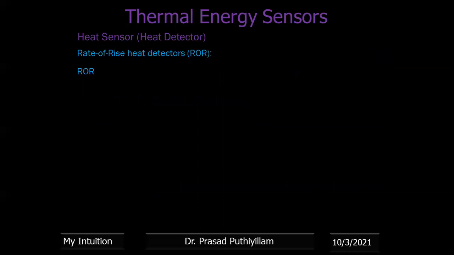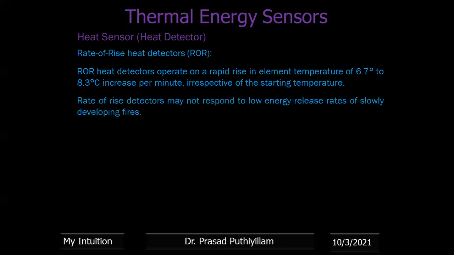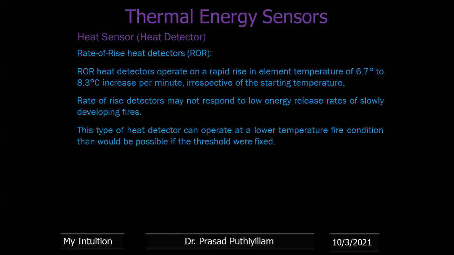Now the rate of rise heat detector, or ROR, operates on a rapid rise in element temperature, which is 6.7 degrees Celsius to 8.3 degrees Celsius increase per minute. That means every minute, a 6.7 to 8.3 degrees Celsius temperature change is measured, irrespective of the starting temperature. A rate of rise detector may not respond to the low energy release rate of slow developing fires. That means slow developing fires it cannot detect.